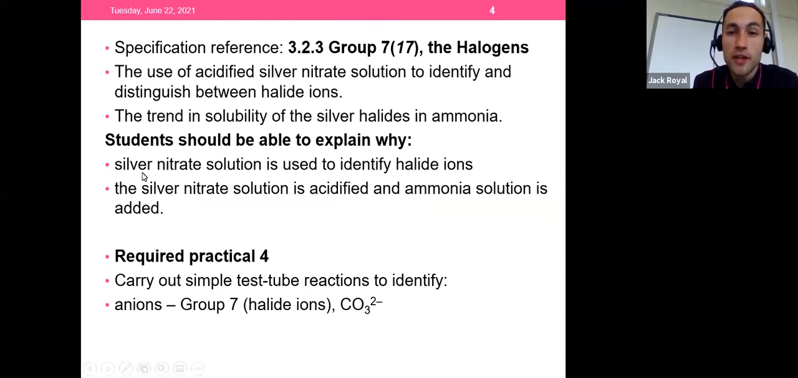You should be aware that silver nitrate is used to identify halide ions. Don't worry if you can't remember, the video will go through each of those. But then at A-level, we also look at how silver nitrate is acidified. That's where you add an acid. So this word here, acidified, means you add an acid. And then how ammonia solution is used to confirm the halide.